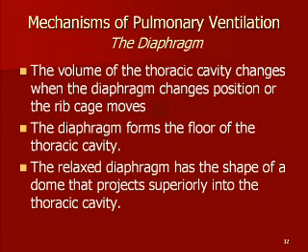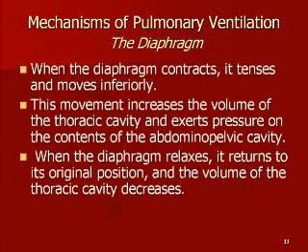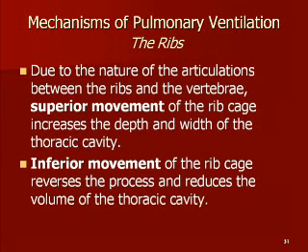The volume of the thoracic cavity changes when the diaphragm changes position or the rib cage moves. The diaphragm forms the floor of the thoracic cavity. The relaxed diaphragm has the shape of a dome that projects superiorly into the thoracic cavity. When the diaphragm contracts, it tenses and moves inferiorly. This movement increases the volume of the thoracic cavity and exerts pressure on the contents of the abdominopelvic cavity. When the diaphragm relaxes, it returns to its original position and the volume of the thoracic cavity decreases.